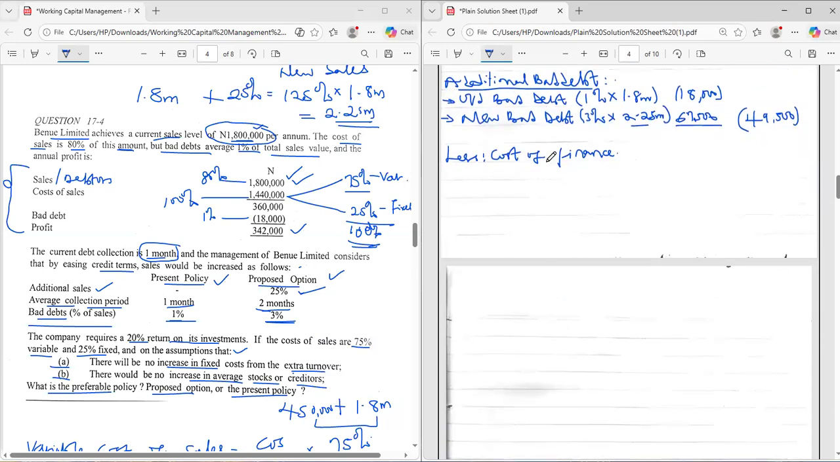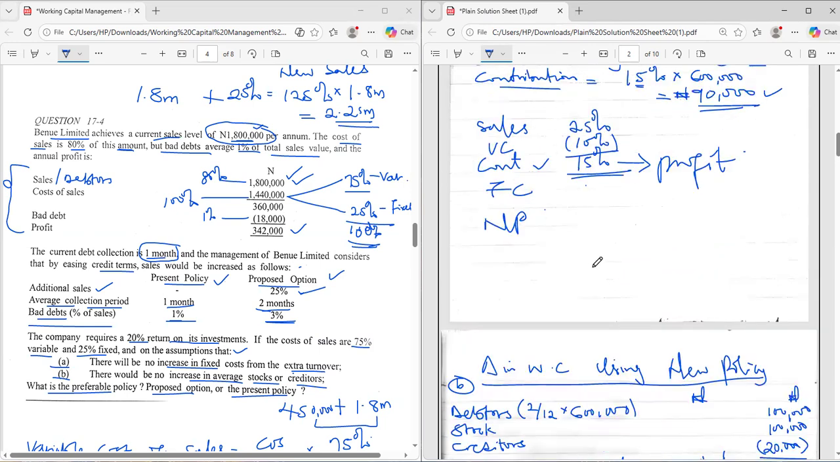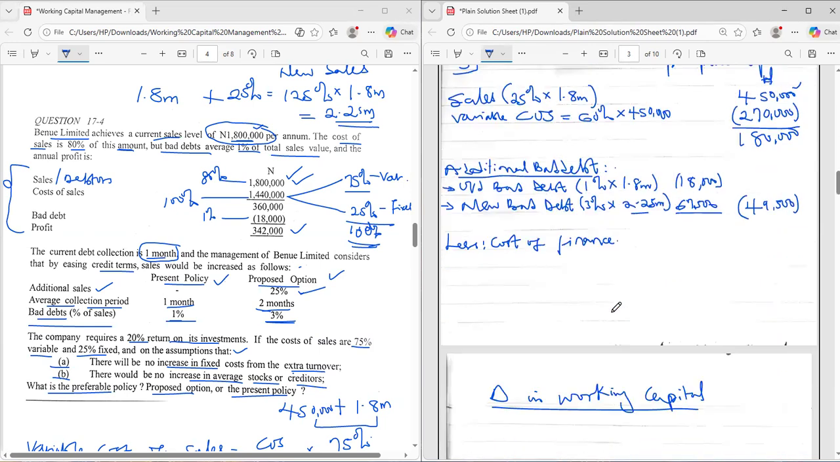For us to calculate our cost of finance, we must calculate our requirements, our change in working capital. I need you to pay good attention here. I know you know it. Change in working capital is what we have been doing since. Change the working capital using new policy, change the working capital using old policy. It's the same thing. No wahala.